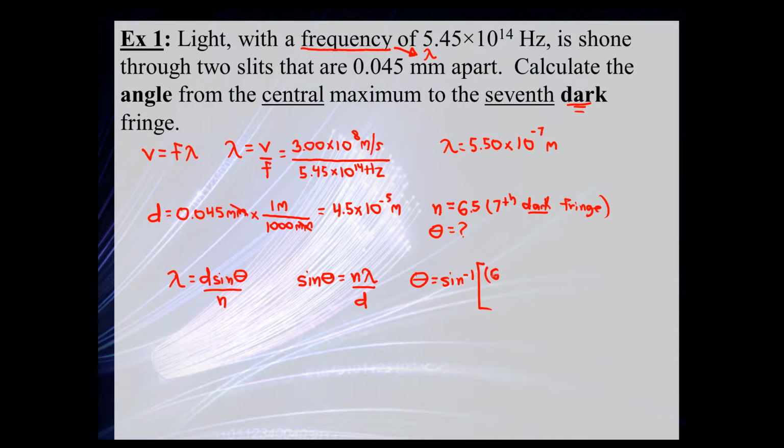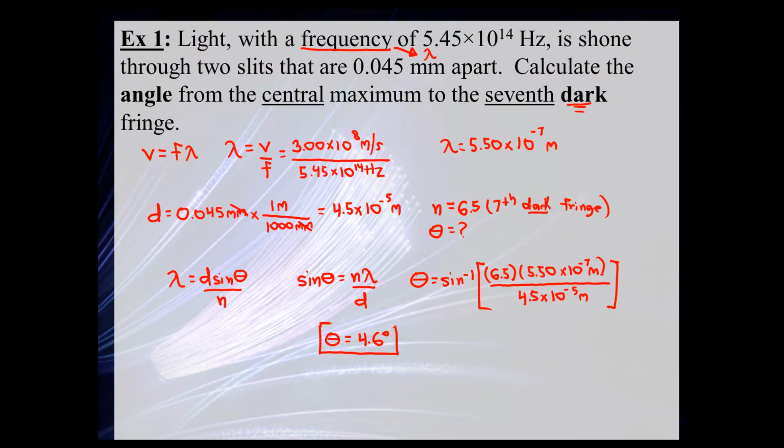Okay, so n is 6.5. Lambda is 5.50 times 10 to the negative 7 meters. Divide this by d, which is 4.5 times 10 to the negative 5 meters. So make sure your calculator is in degrees mode, and we'll go down to 2 significant digits, and you get an angle of 4.6 degrees.